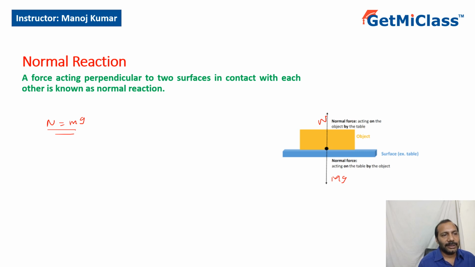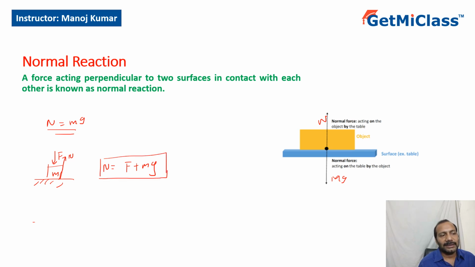Now let's look at situations where I apply force on the object. In the next case, let's say I have a surface, and I keep a block of mass m on this. I apply a force F on this. Then there is normal reaction offered by the surface in the upward direction. So what is the net upward force? Net upward force is N. What is the net downward force? F plus mg. So in this case, normal reaction would become F plus mg.